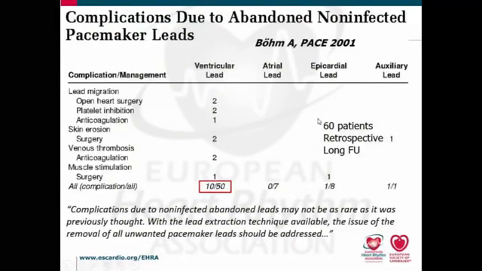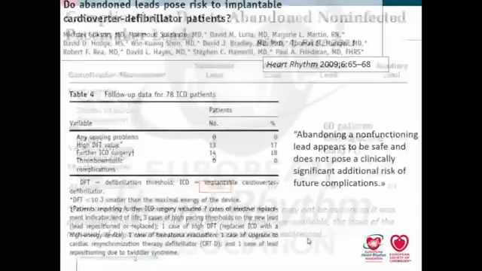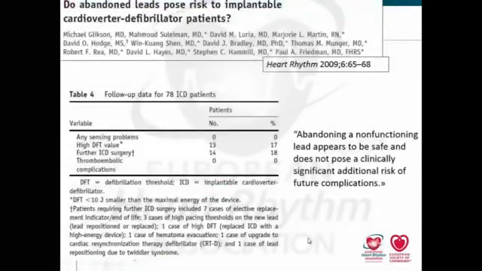In this old series, about 20% of patients who had abandoned non-infected pacing leads in fact had some sort of issue due to those abandoned leads, and the authors concluded that, given the lead extraction techniques available, the issue of removal of all unwanted pacing leads should be addressed. More recently, there's another series here that shows other data with very few complications.